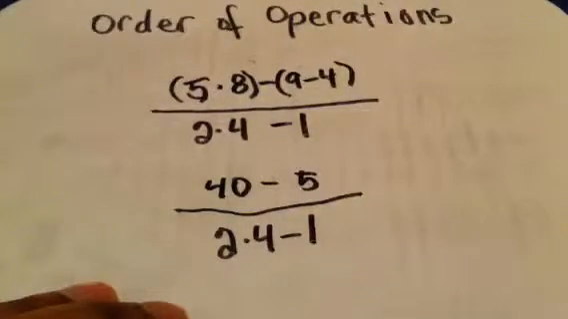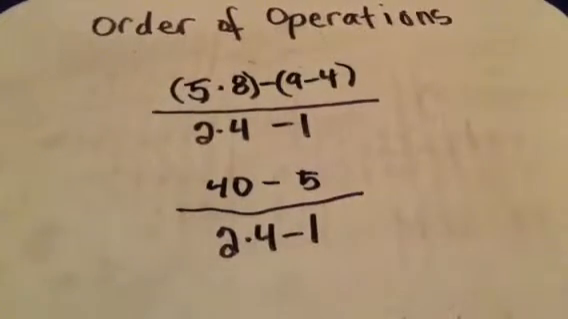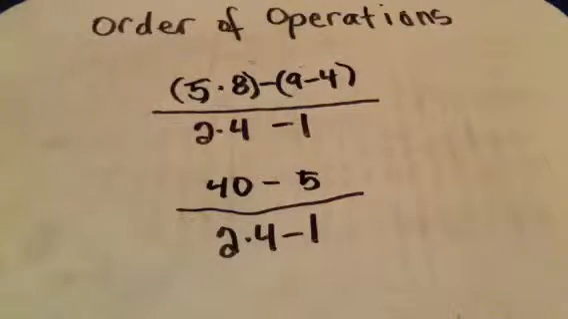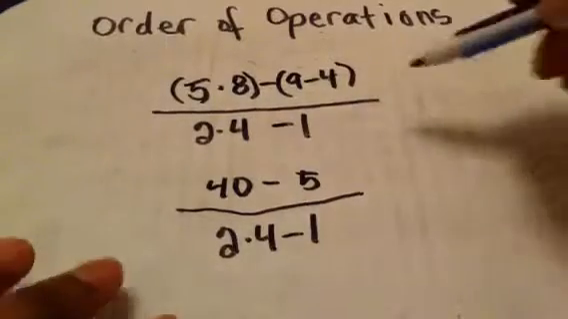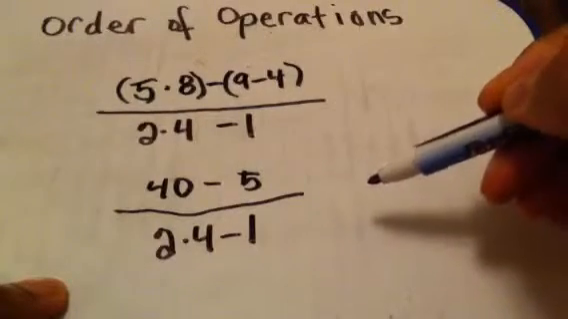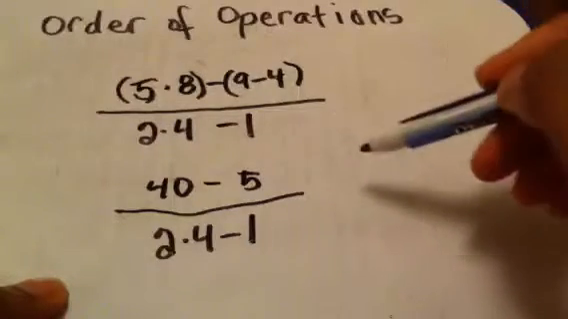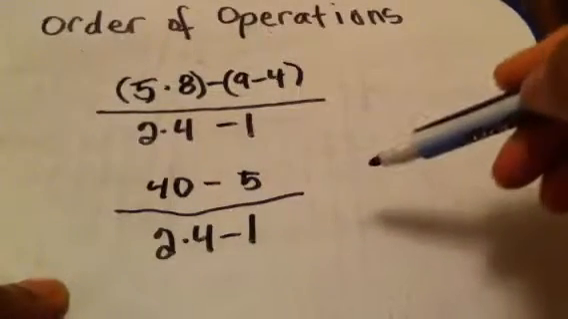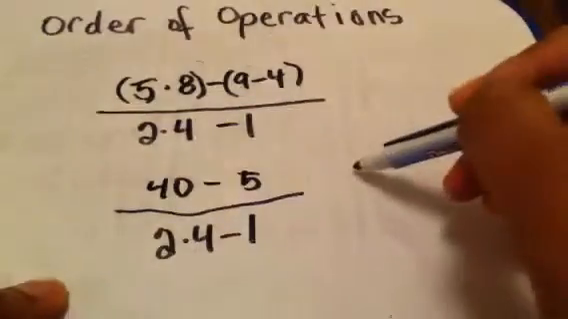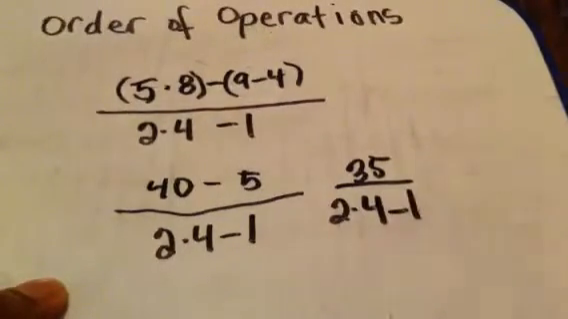Okay, so it's still not time to divide yet because what we're looking at is something that can be simplified even further. So we've done the parenthesis and we're still working with the numerator by itself. When you see this type of fraction, you can go ahead and just do the numerator separate from the denominator, which will allow you to wait until the very end to deal with that fraction line. So 40 minus 5 is 35, and all that is over 2 times 4 minus 1.